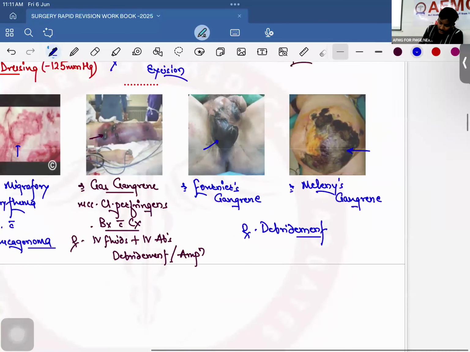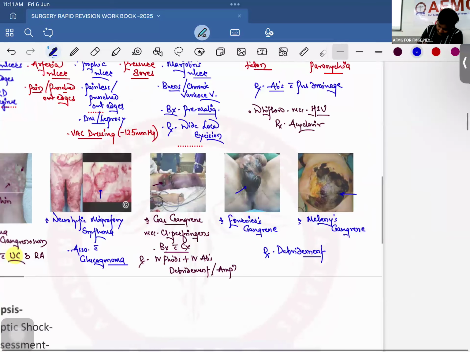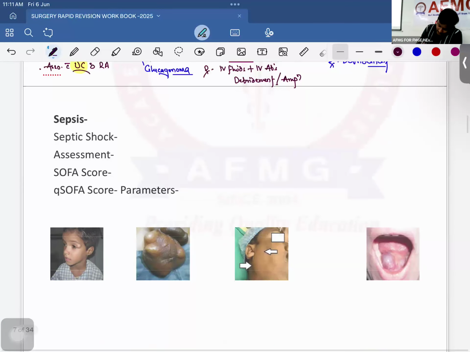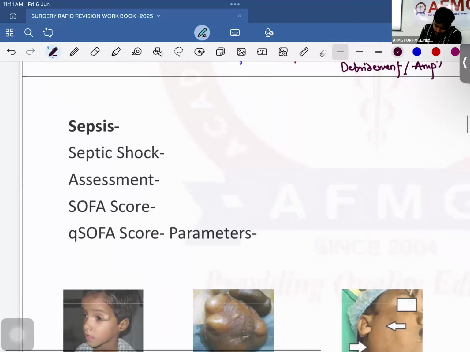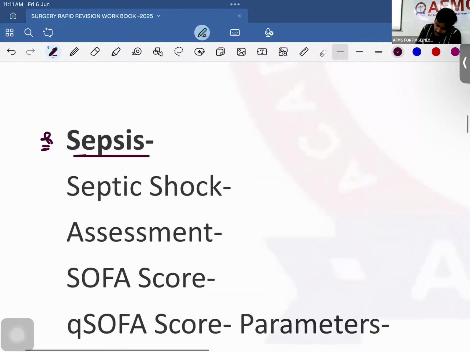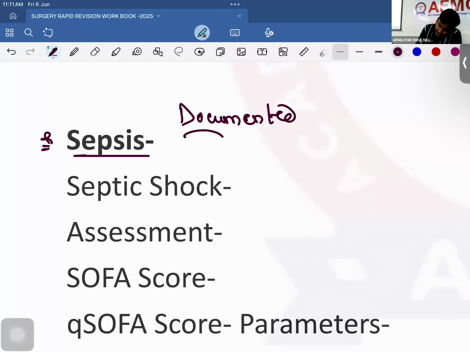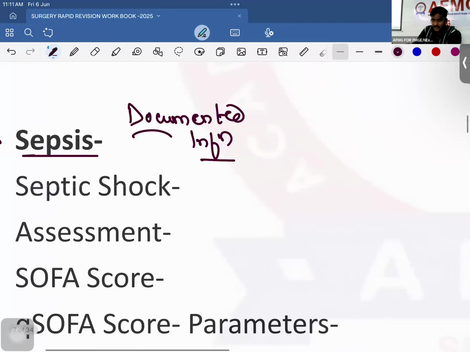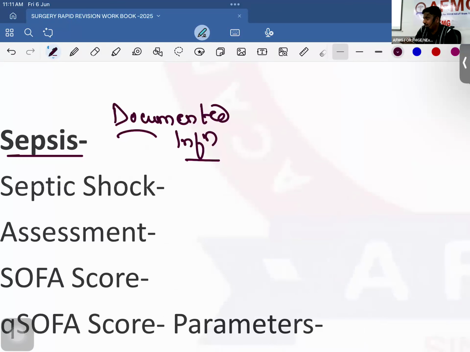Hopefully clear. Next important, let's talk about sepsis now. So what is the definition of sepsis? Sepsis is a severe form of infection in simple terms. So what does sepsis mean? Whenever a patient has any documented infection, previously a known focus of infection was necessary, now any documented infection is fine.